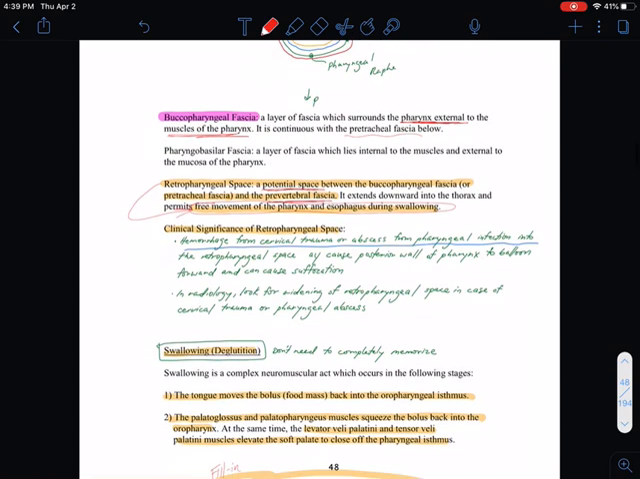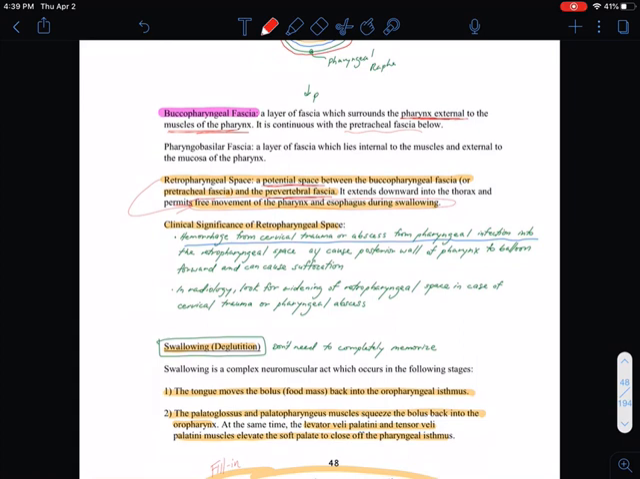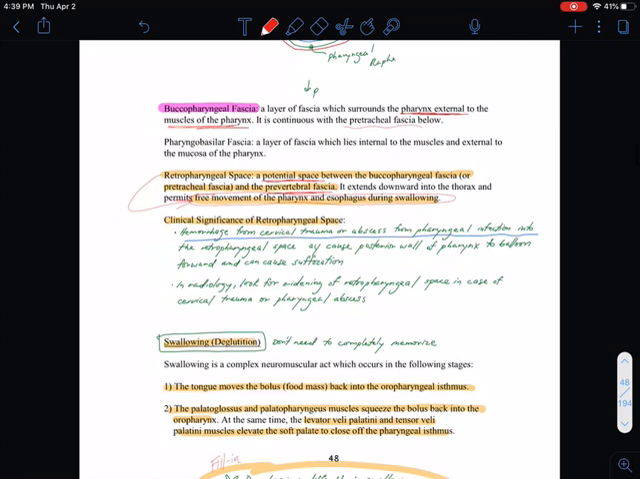Clinical significance of our retropharyngeal space: we can get hemorrhage from our cervical trauma, or an abscess from our pharyngeal infection. It can cause the posterior wall of the pharynx to balloon forward, and it can cause you to suffocate.